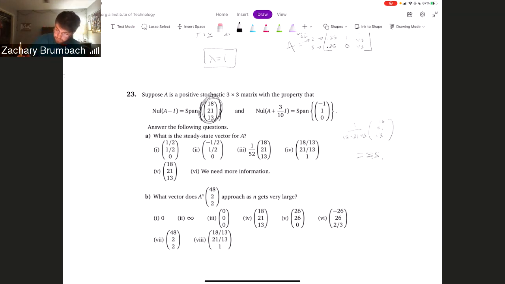Right, so it is not this. These are not the form. We do not need more information. We have been given enough information. It is not this one because it is not equal to 1. The sum isn't equal to 1, so it's this one.